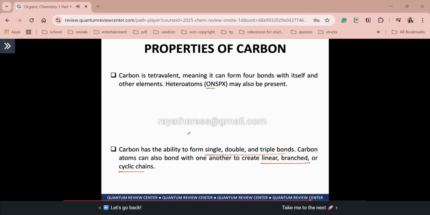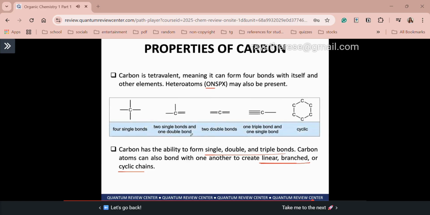Class, this specific property, I hope you are familiar, we call the catenation property of carbon. That's the ability of carbon to form linear, branched, or cyclic chains through covalent bonding within itself. Okay? So class, this is the typical bonding mechanism of carbon. Again, strict follower of the octet rule. So realistically, it can carry 8 valence electrons in its bonding region.